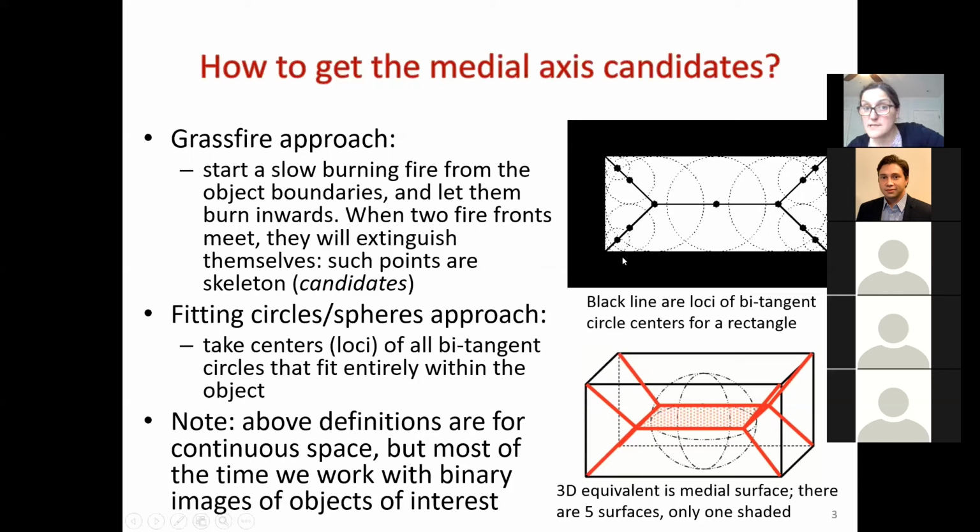So basically I can draw a circle, and that circle is in contact with at least two boundary points, this one and that one, of this object. So that mathematically defines where these candidates are. If I can inscribe a circle and that circle touches at least two boundary points, I have actually found my skeleton, what we call a skeleton candidate.